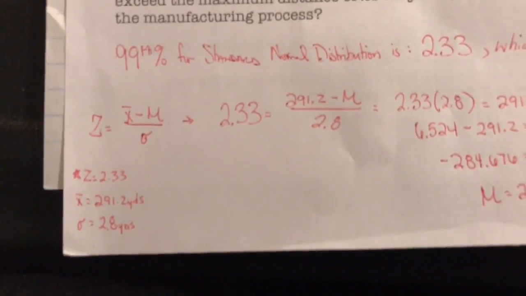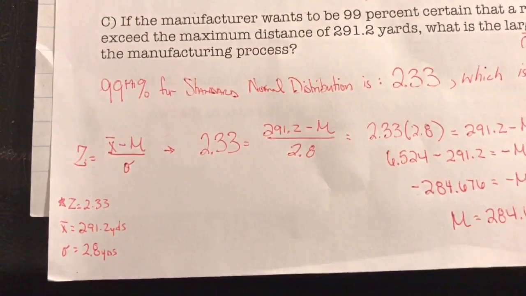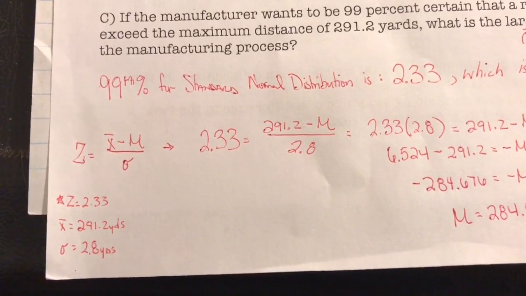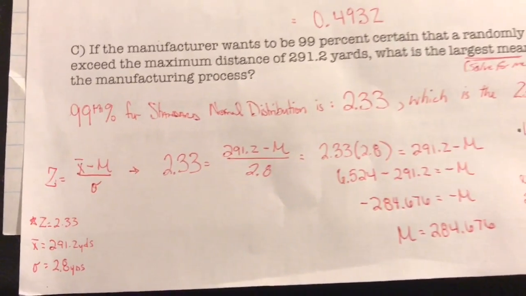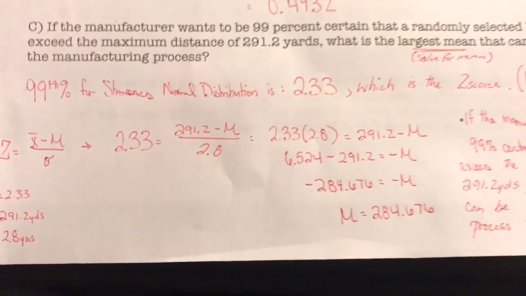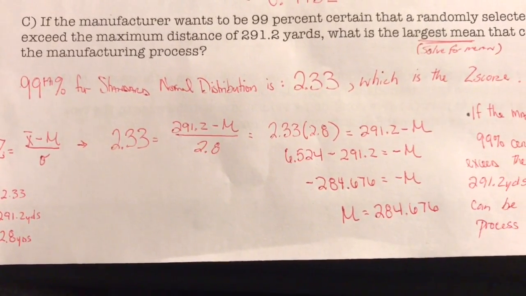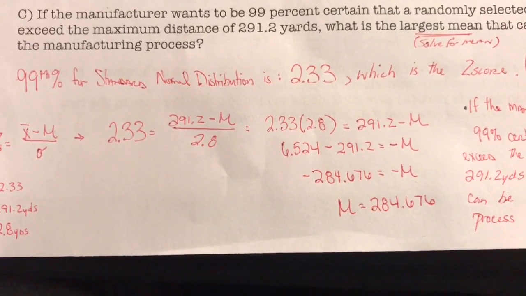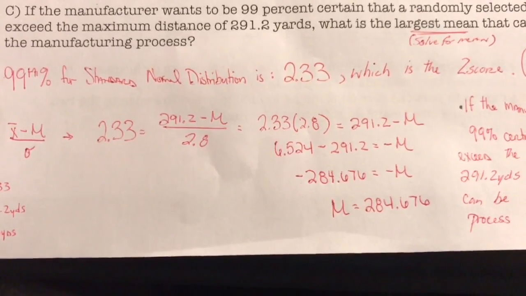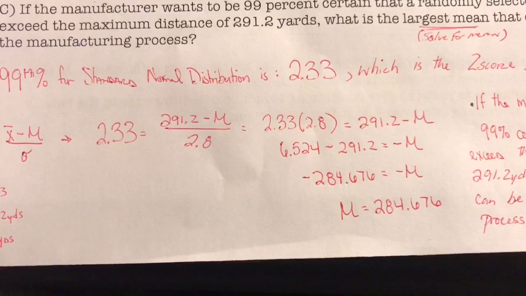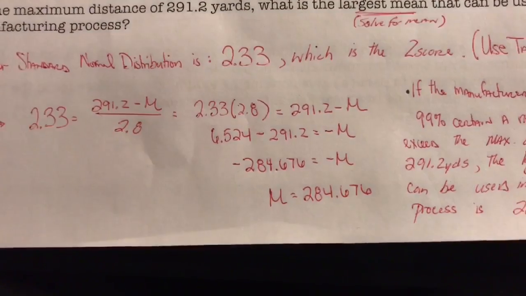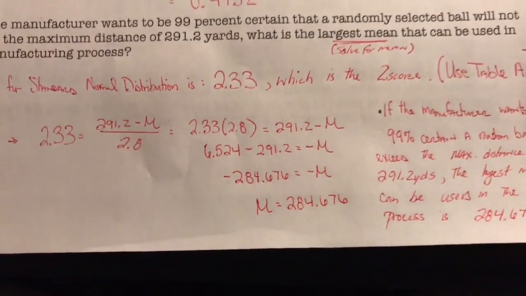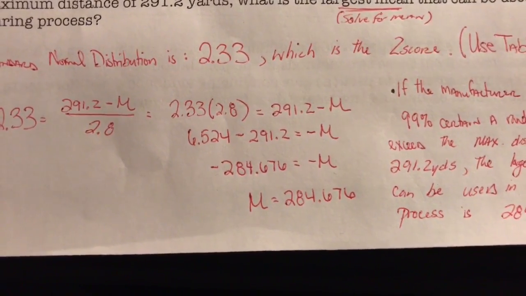So over here I just wrote some more side notes of what I have. My z-score is 2.33, and my x-bar, which is the mean, is going to be 291.2 yards, and my standard deviation is 2.8 still. So you're kind of working backwards on this problem. So you're going to have 2.33, which is your z-score, equals 291.2 minus unknown number, which we're trying to find, divided by our standard deviation of 2.8. So after you work backwards from this with your basic math, you're going to find that your largest mean is going to turn out to be 284.676.